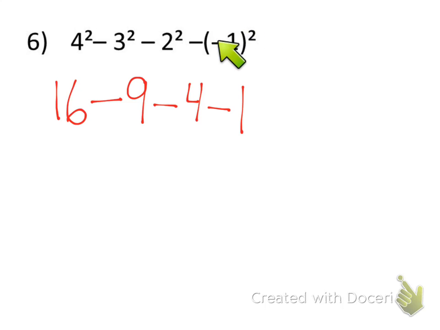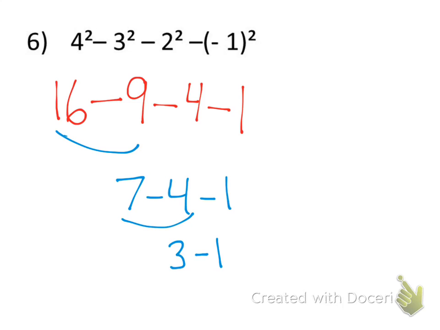So still follow your order of operations. This is subtraction. This is exponents. So you got to do the exponents first. Any questions? Now we're just following order of operations from left to right. What is 16 minus 9? 7. What is 7 minus 4? What is 3 minus 1? 2. So the answer here is 2. That's the last example we're going to look at. So I'll give you guys a second to sort of wrap up your notes.